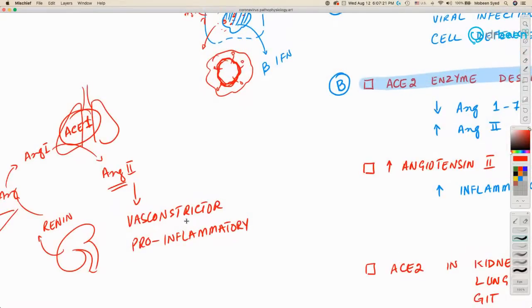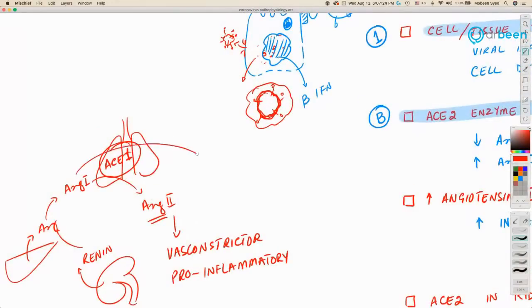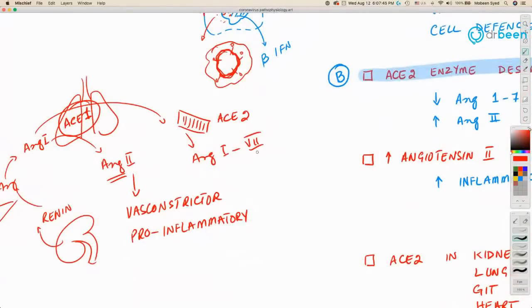Now to counter this, some of the angiotensin 1 connects with the ACE2 enzyme. This is the same ACE2 to which coronavirus binds. It connects with the ACE2 and becomes the angiotensin 1 to 7 molecule. That's the name of the molecule, angiotensin 1 to 7. This molecule is opposite to angiotensin 2, and that is, it is a vasodilator, plus it is anti-inflammatory.